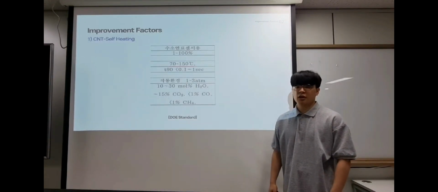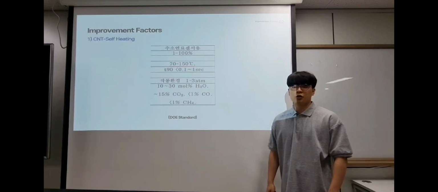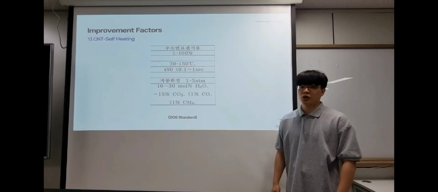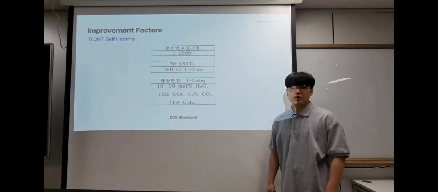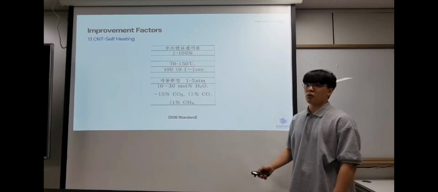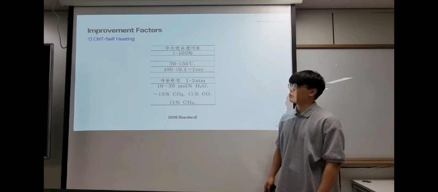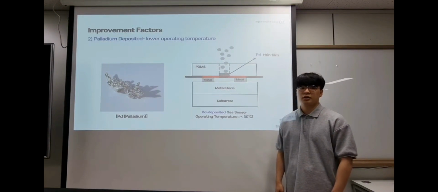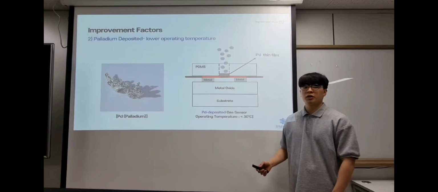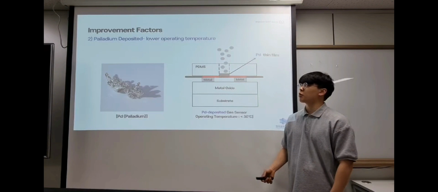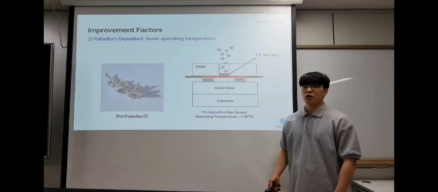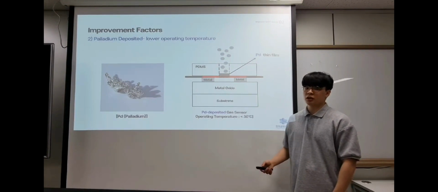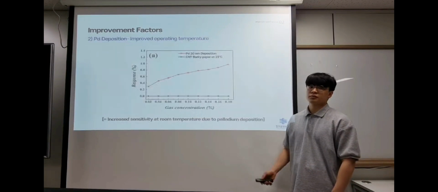However, the DOE standard states that a hydrogen gas sensor should operate between 70 and 150 degrees Celsius. So, we reduce the operating temperature once again through palladium deposition. Palladium is generally used as a catalyst and has high reactivity with hydrogen. Therefore, the palladium thin film will be deposited by sputtering through the holes in the previously perforated PDMS. And then we expect our device could operate under 30 degrees Celsius.